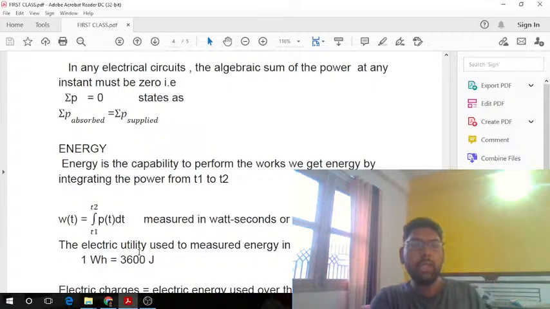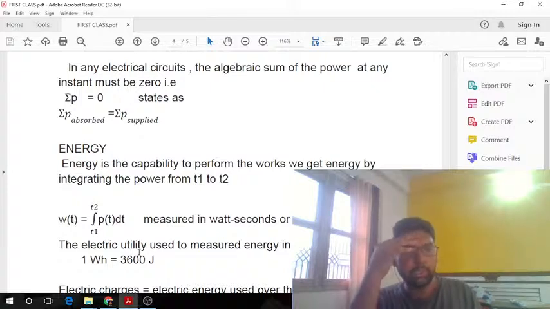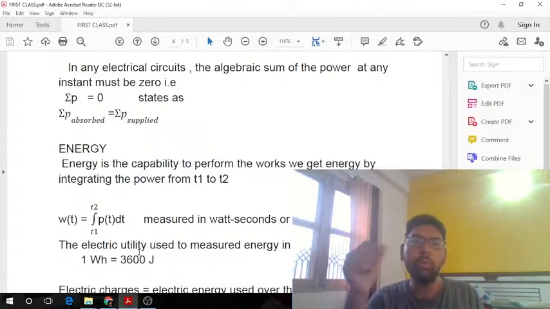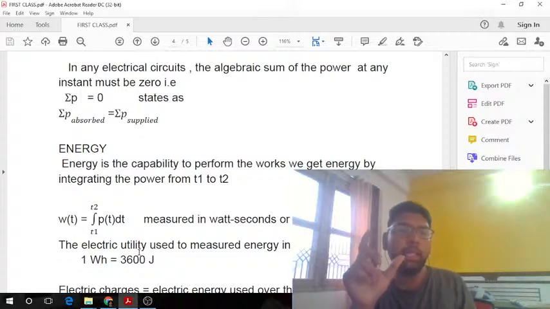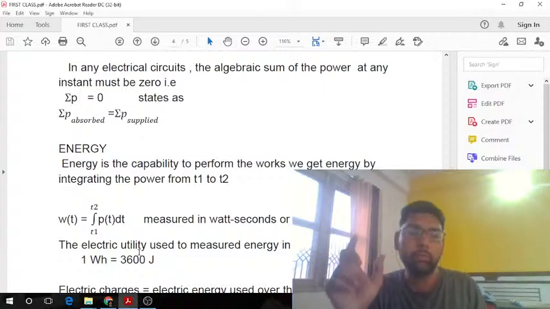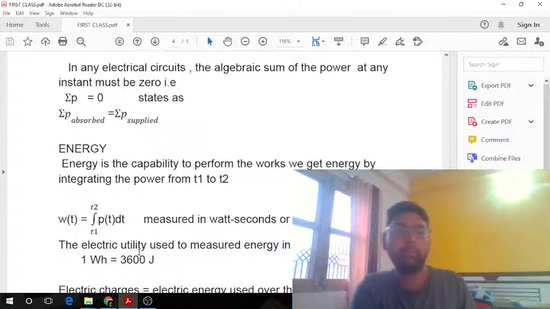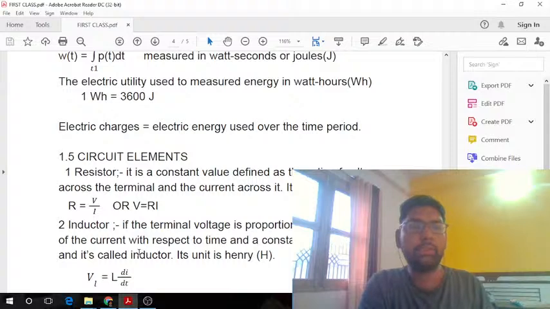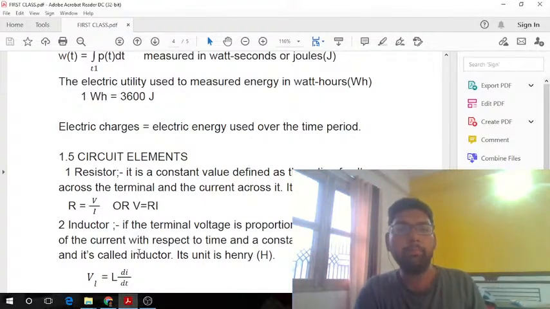As we discussed about household electricity use, we get a bill every month, which is calculated in watt-hours, and 1 watt-hour is equal to 3600 joules. That is part of the calculation, along with the charges per unit. Electrical charge is equal to the electrical energy used over the time period.